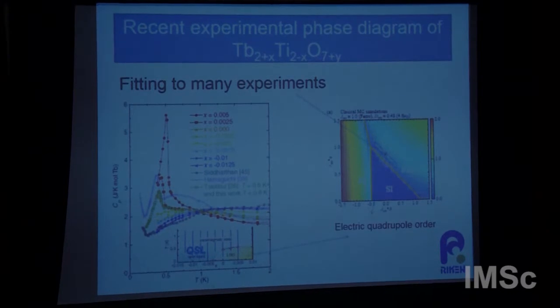So terbium ions are more found on the titanium side.